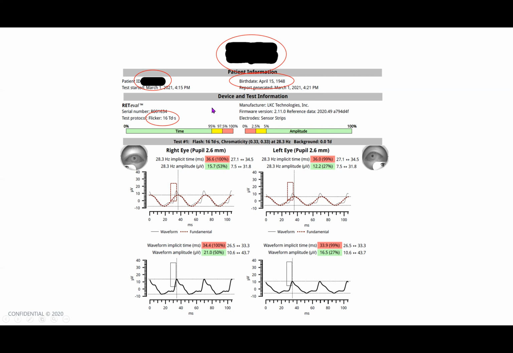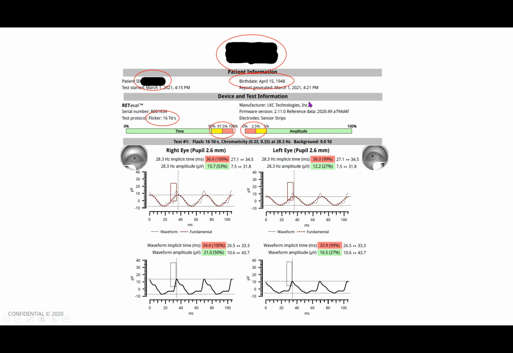The first legend here indicates time. Implicit times that are in yellow or red indicate slow implicit times, and slow implicit times are generally bad, and they indicate that some sort of stress is occurring in the retina. The 95th to 97.5 percentile will be flagged as yellow. 97.5 percentile to the 100th percentile will be flagged as red. The opposite is true for amplitude. Lower amplitudes or lower amplitude strengths are indicated in red or yellow, and that indicates generally cellular damage or cellular death.